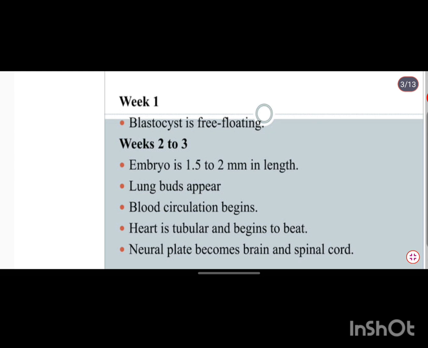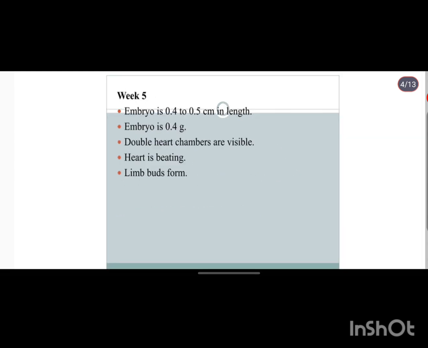In week 1 there is a blastocyst found floating freely, and next, after the second and third week, you are going to see the embryo increase in length from 1.5 to 2 millimeters, and the lung bud starts to appear. Blood circulation also begins, the heart is tubular and begins to beat, and the neural plate becomes the brain and the spinal cord. So these are the most important changes that occur in the second to third week.